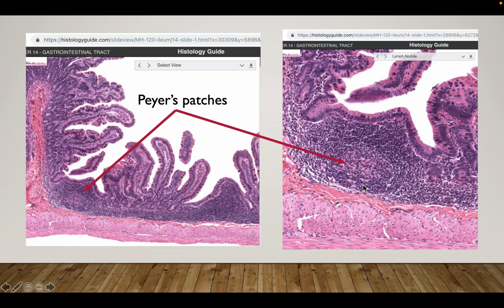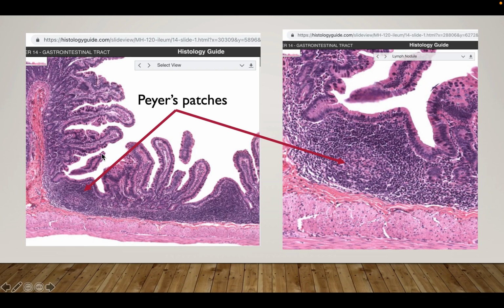You can kind of see this circular region here. So this circular region is going to be the Peyer's patch. And what you'll have is this more centrally located lighter region called the germinal center. And in this, you'll have different types of cells. And then on the outside, you'll have some more lymphocytes surrounding it.